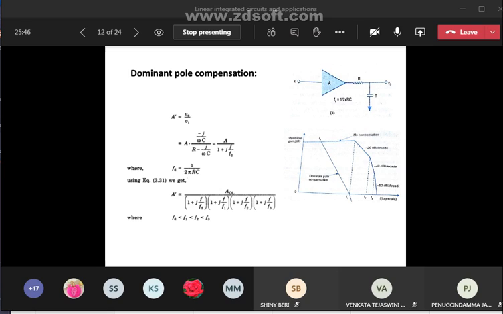After this cutoff frequency F2 again it decreases by minus 20. After F3 again it decreases by minus 20, right? So after F3 we are getting minus 60 decibels. After F2 it decreases by minus 40. After F1 it decreases by minus 20 decibels. So this portion is no compensation, right?